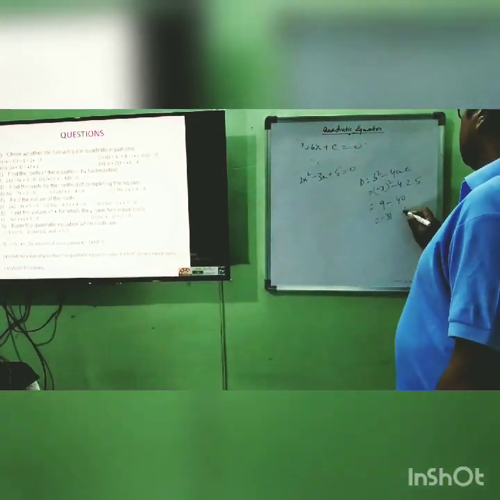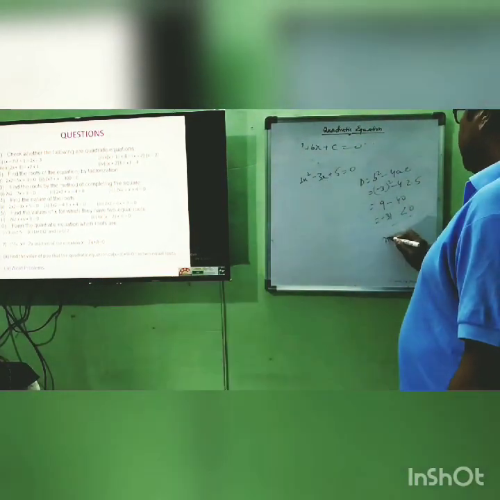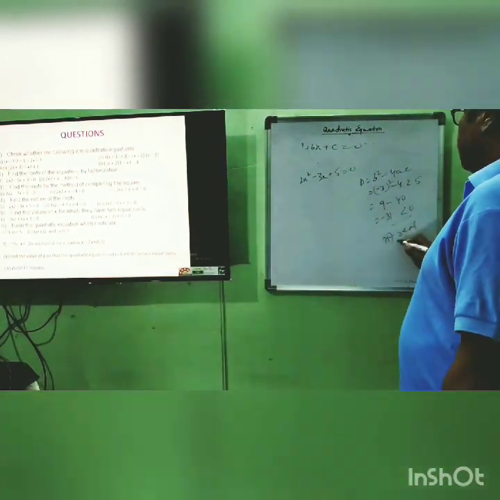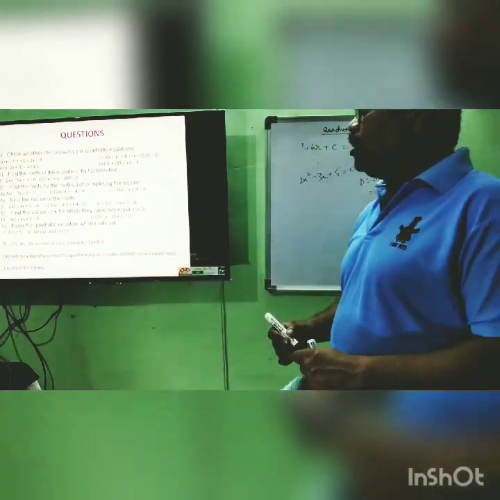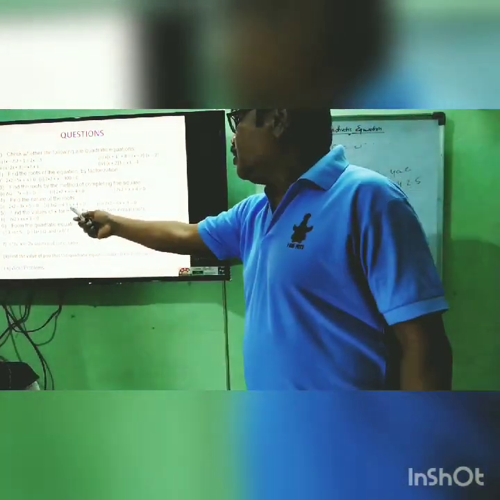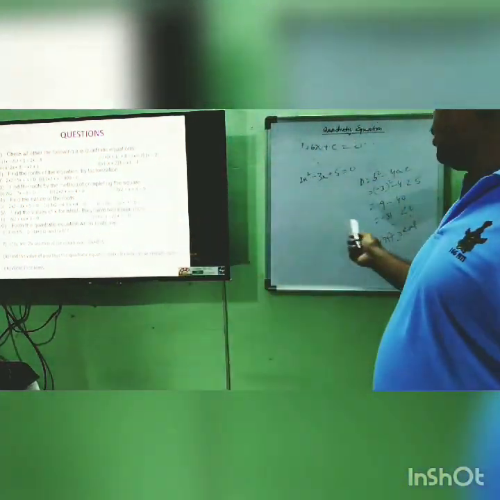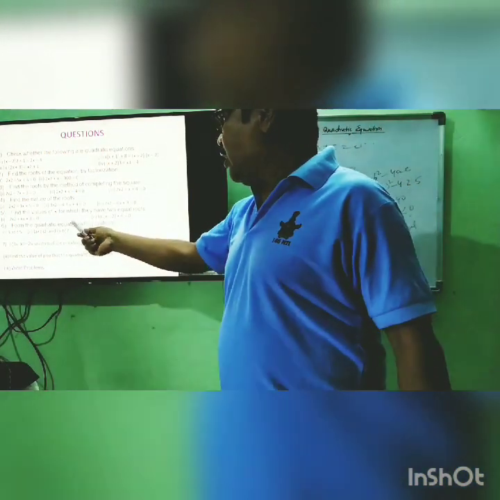Minus 31, so less than 0. So not real. So alpha and beta will be not real. The roots will be non-real. Okay, like this you can find out real, equal or non-real roots.